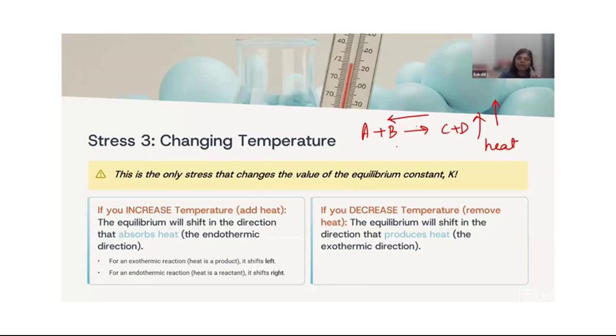Okay. But if we increase the temperature and let's say the reaction is endothermic. So now, the reaction is endothermic. That means it absorbs, right? It is absorbing heat.